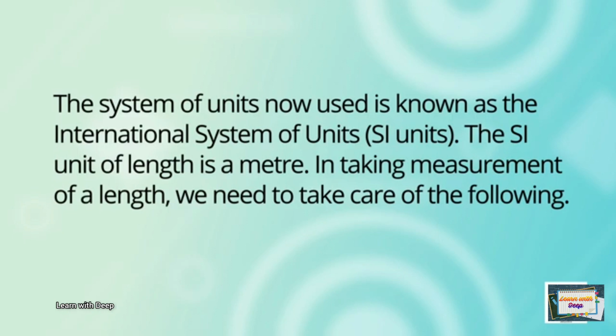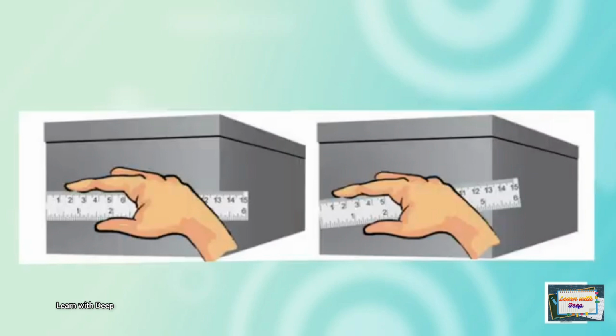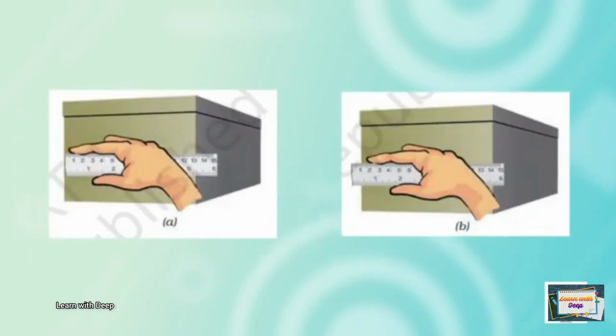In taking measurement of a length, we need to take care of the following. Place the scale in contact with the object along its length. In some scales, the ends may be broken. You may not be able to see the zero mark clearly. In such cases, you should avoid taking measurements from the zero mark of the scale.